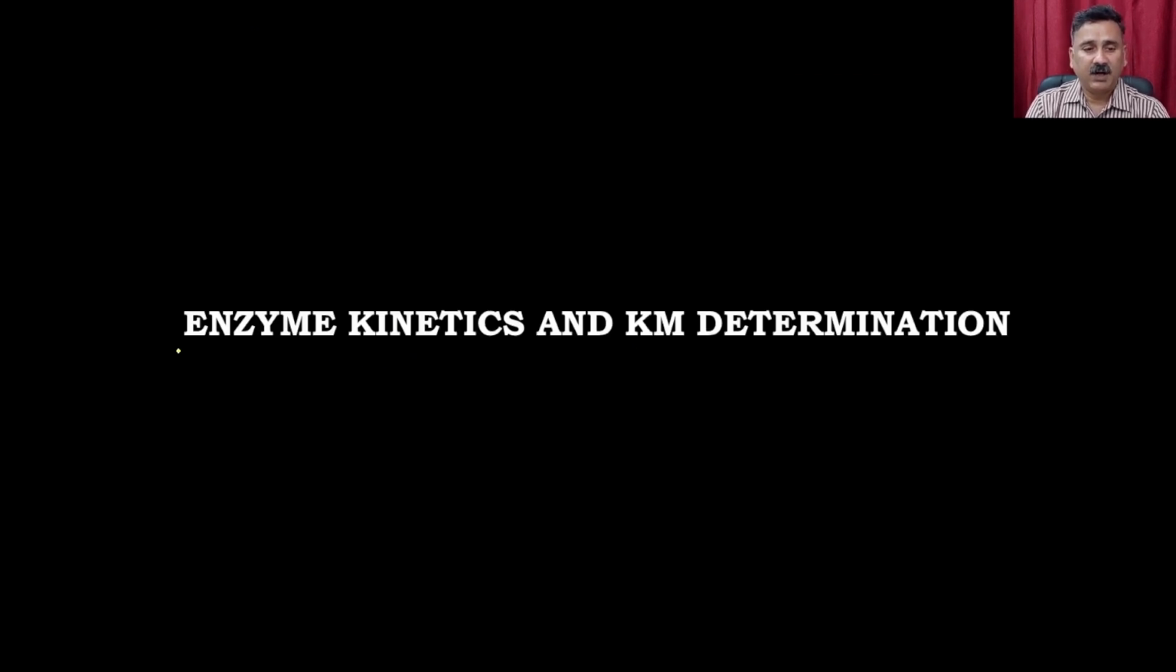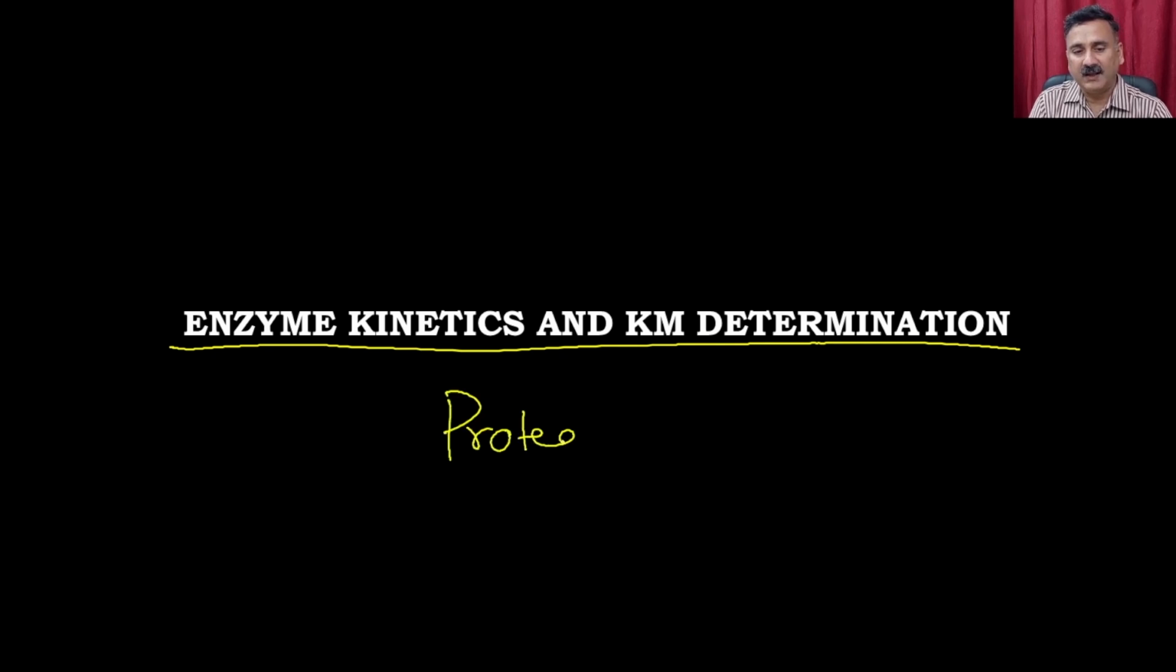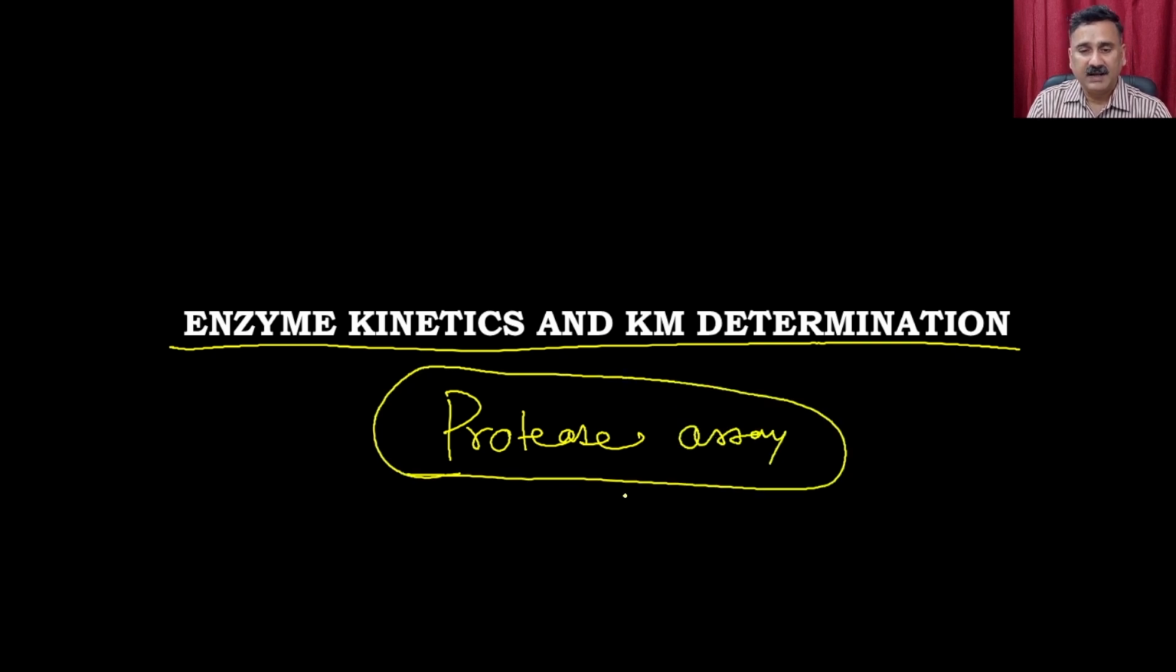Now let's talk about how you can determine the Km. If you want to determine the Km of an enzyme for a particular substrate, you have to perform enzyme assays. In this example, we have taken a protease assay where we provide the substrate to the protease, perform the protease assay, and at the end calculate the Km of the substrate for the enzyme.